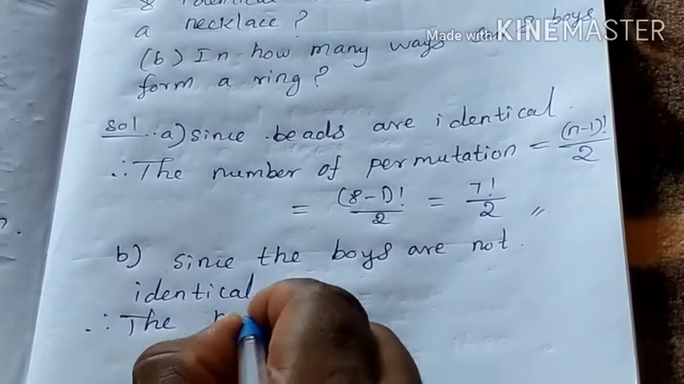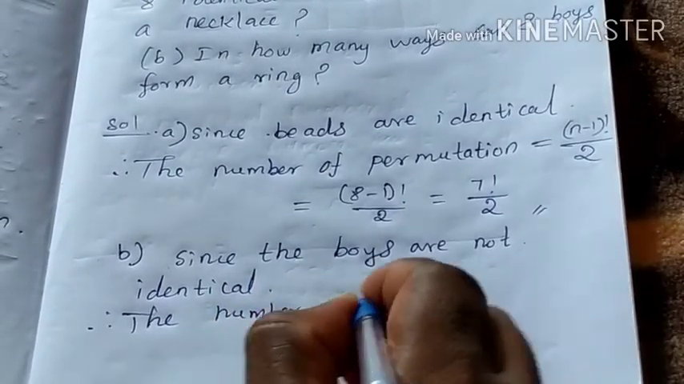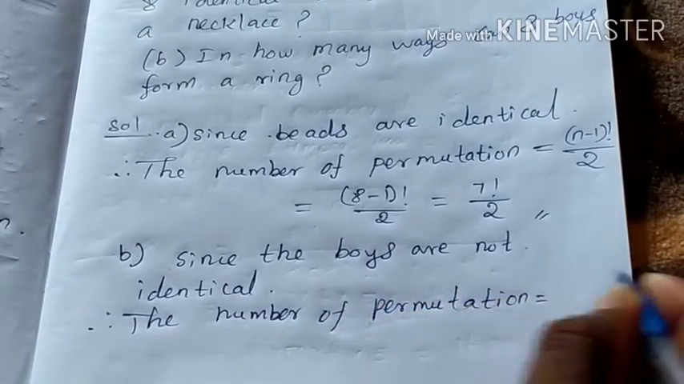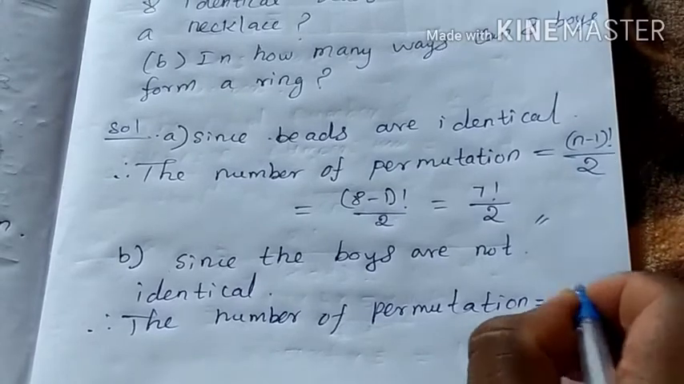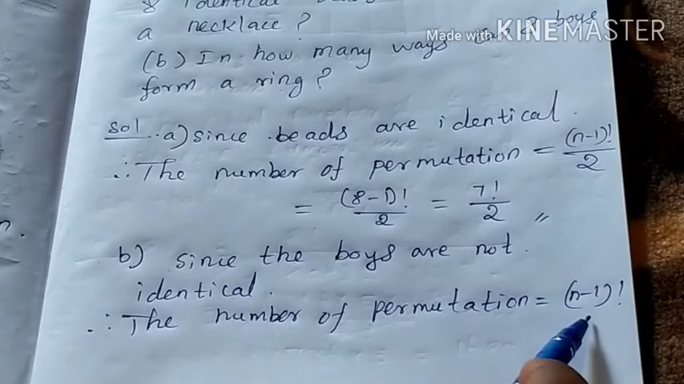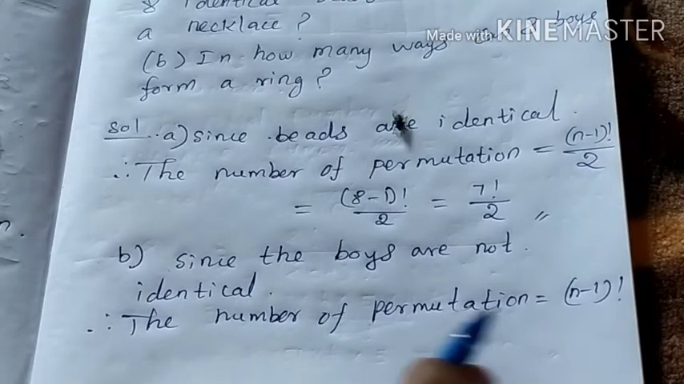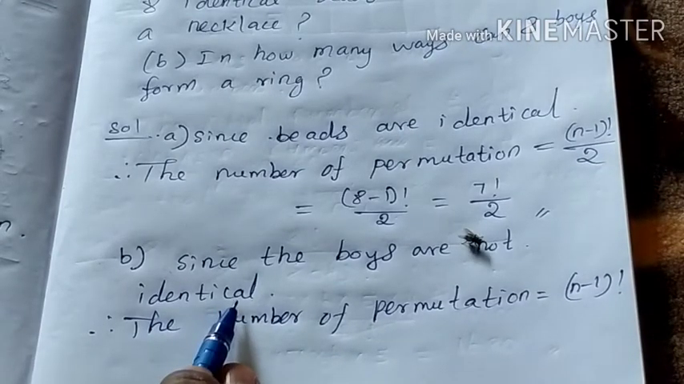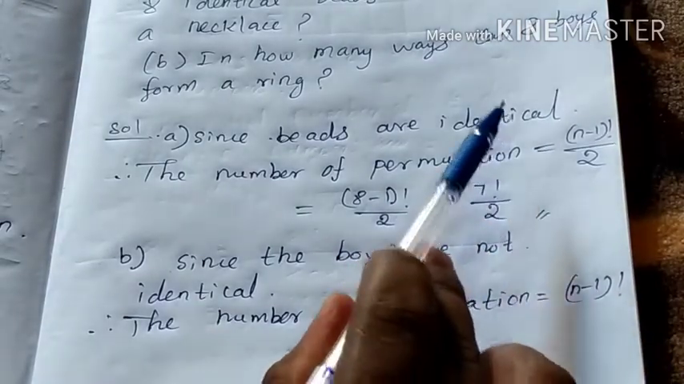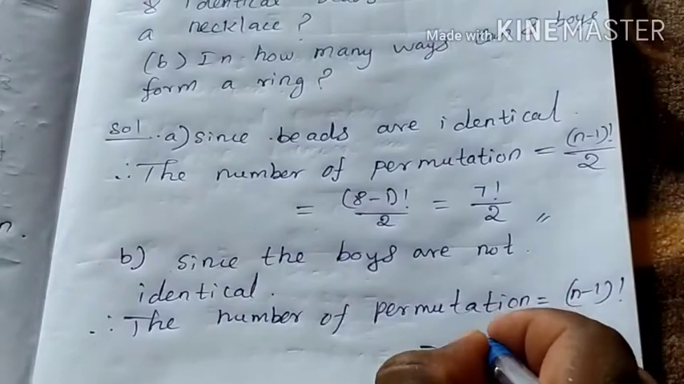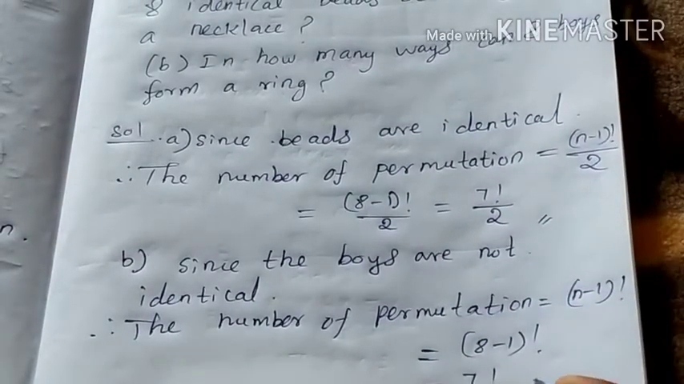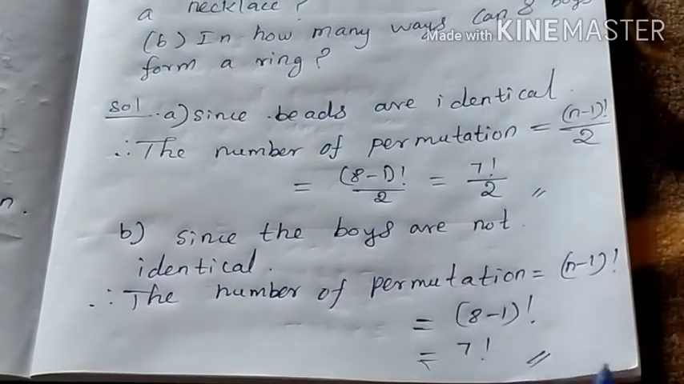the number of permutations is equal to n minus 1 factorial. So this is not the identical formula. Okay. So boys are not identical. Here n is equal to 8 because the total number of boys is 8. So 8 minus 1 factorial, which is equal to 8 minus 1 is 7 factorial. Okay, that's all. Have you understood?